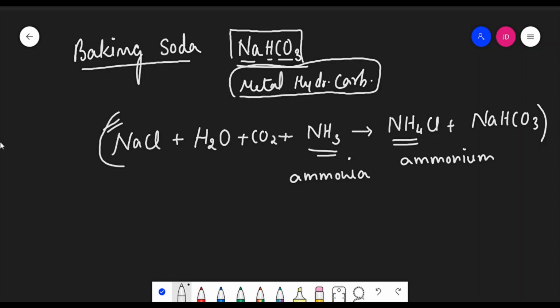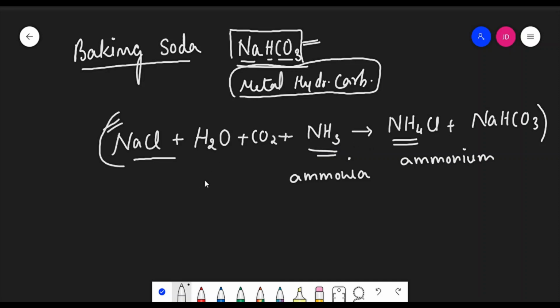So you will get a question: write the formula for baking soda. This is the formula, NaHCO3, and this is not a big thing to remember. Why? Because we already know metal carbonates or metal hydrogen carbonates. It's metal hydrogen carbonate, but in this case the metal is sodium for baking soda. Next you'll get: write the reaction by which we produce baking soda. So this will be the reaction: NaCl plus H2O plus CO2 plus NH3 giving us NH4Cl plus baking soda.